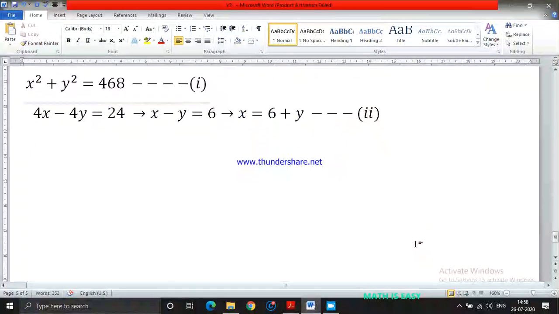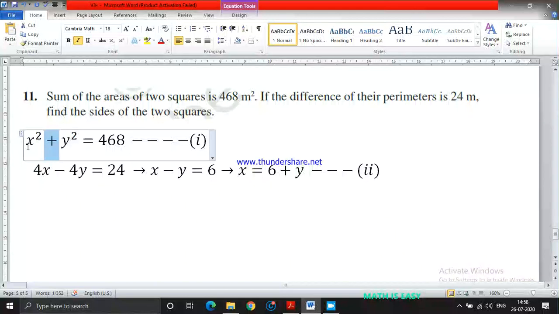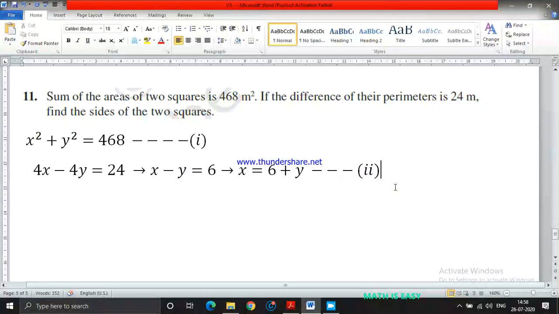Sum of the areas: area of the first square is x square, area of the second one is y square. So x square plus y square equals 468. Next is the difference of their perimeters. The perimeter formula is 4x and 4y. Difference means 4x minus 4y. Here you can put 4y minus 4x also. It doesn't make any difference, they will remain the same.